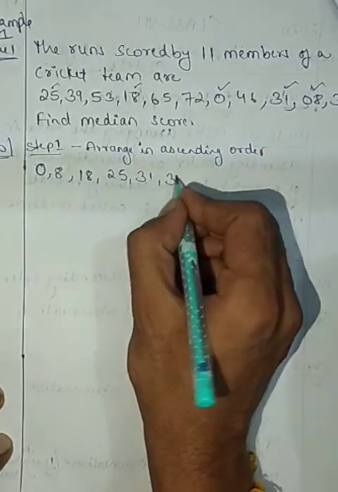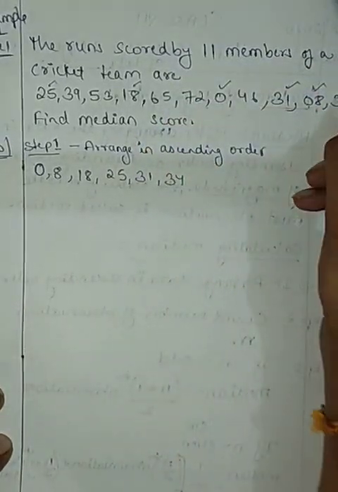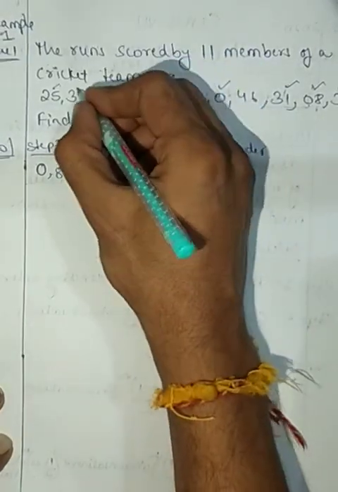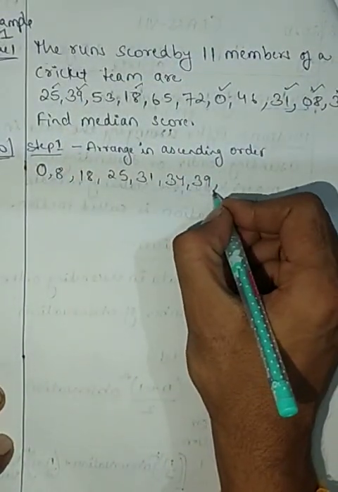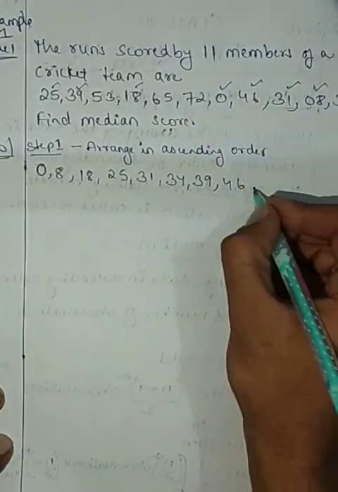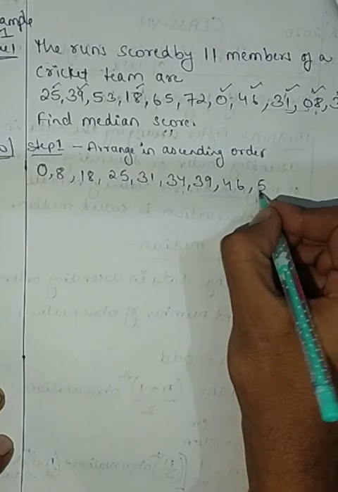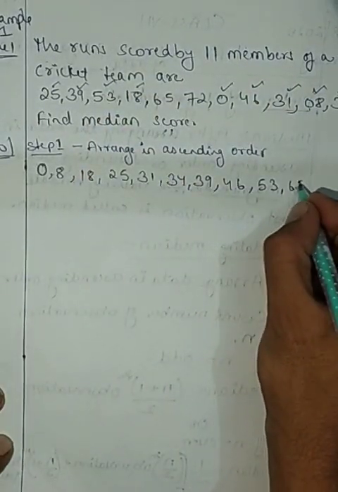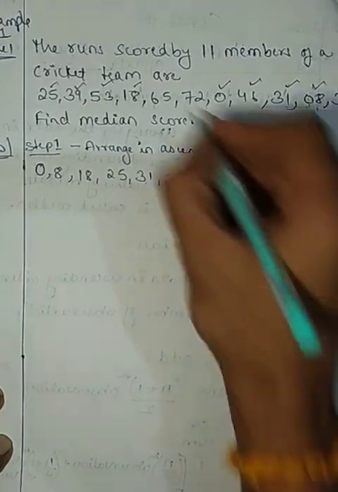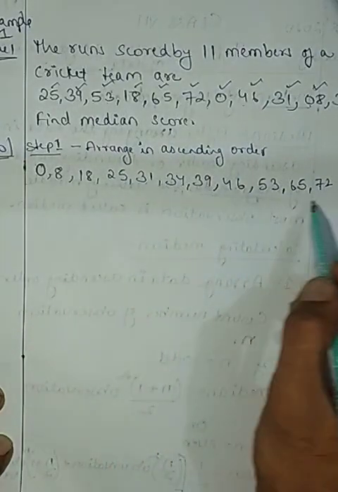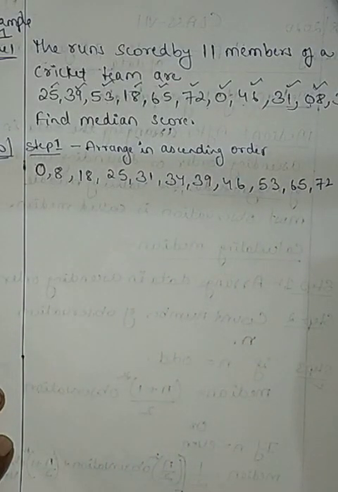Then 34. After that 39. Then 46. After that 53. Then 65 and 72. Look, I was placing a tick mark on the observations that I was writing here. In this way, we can keep track that no observation is missed.